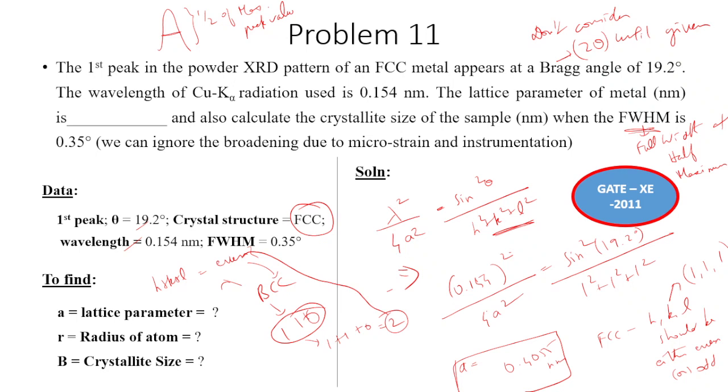So next is to calculate the crystallite size of the sample, right? Does anyone know the formula for calculating the crystallite size? We will call that D_c. Since time is running out, I'll write it: K lambda by L cos theta. Assume K is equal to 1 if nothing is given.